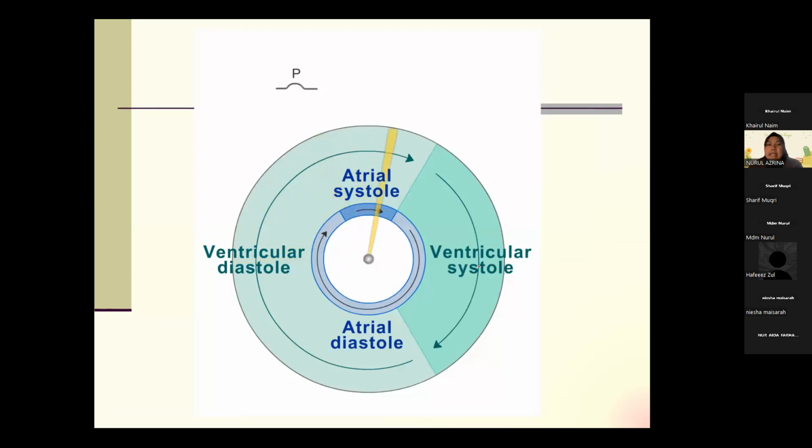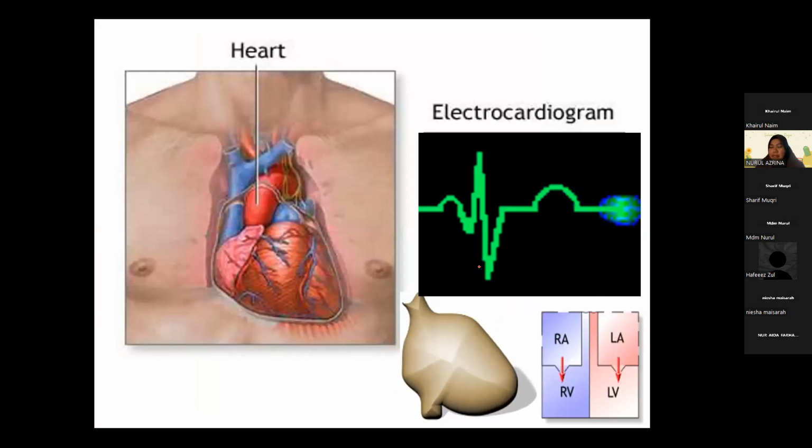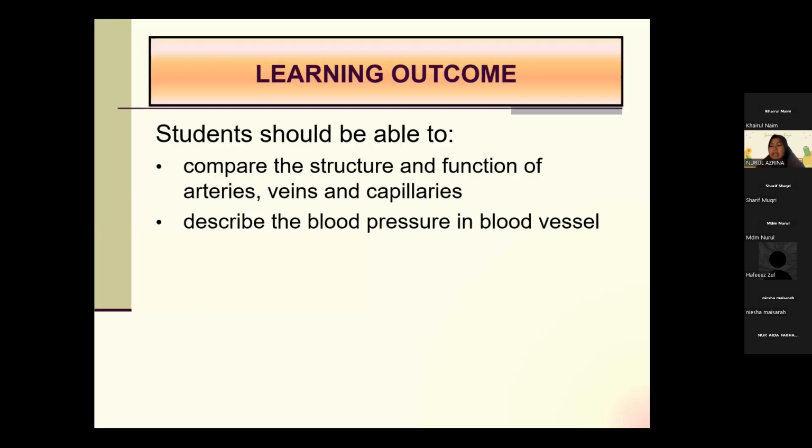All right, and lastly, this is the summary, right? You can see what happened at each stage. Okay, we start with atrial systole, where you have the P wave, and then ventricular systole, QRS, and then atrial and ventricular diastole, referred to as the T wave. Okay, similar picture.